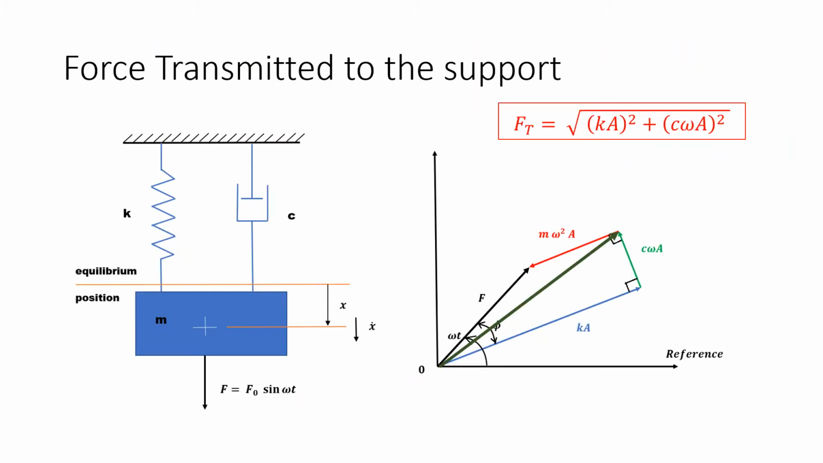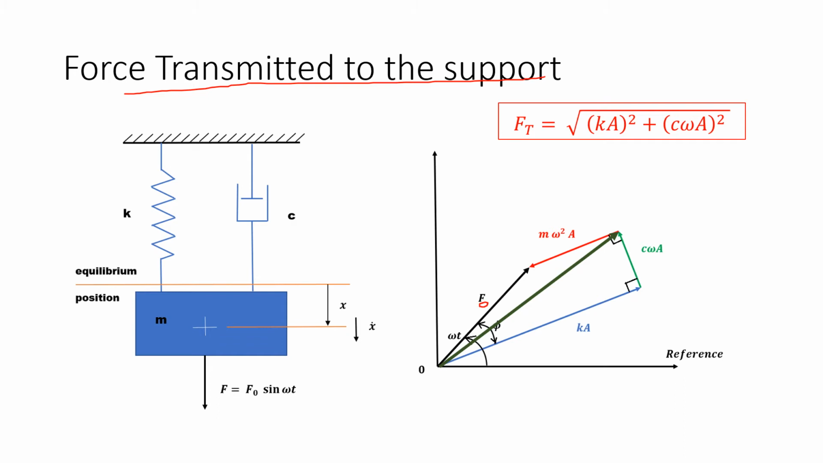Next, we come to the force transmissibility, or the force transmitted to the support. Now, the mass is subjected to a force F, which is F naught sine omega t, and it vibrates like this. The other forces, spring force, damping force, and inertia force, are shown in the vector diagram as discussed in the previous slide.